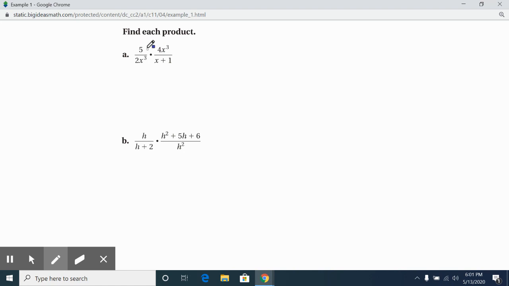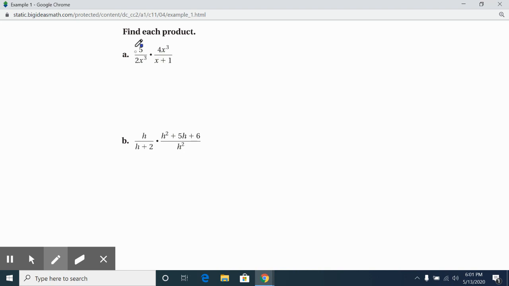So I'm looking here, 5, can that be factored? Of course not, it's one term. 2x to the third power, can I factor that? No, it's one term. Same thing with 4x to the third, and then x plus 1, remember that's really in parentheses, but is there a common factor between x and 1? No. So I can't factor anything. So right away, I'm going to look to cross cancel.